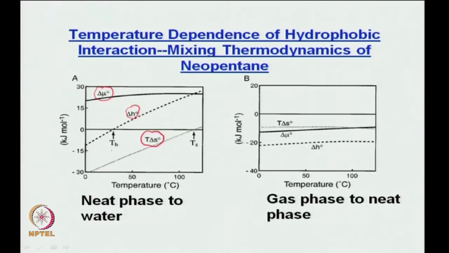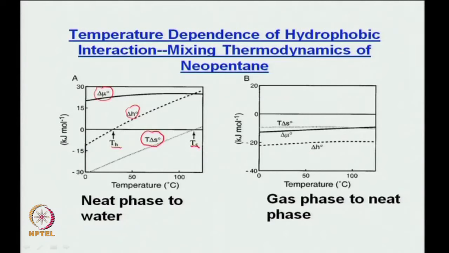One is you look at these temperatures Th and Ts. What does this refer to? The delta H 0 line, which is your enthalpy change, crosses the 0 energy at Th. That means Th refers to a temperature where your change in enthalpy delta H is what? 0. So now you think about this. If your delta H is 0, remember what delta G is, or delta mu 0 is. It is equal to delta H 0 minus T delta S 0. But at Th you have already said that your delta H 0 is equal to 0.